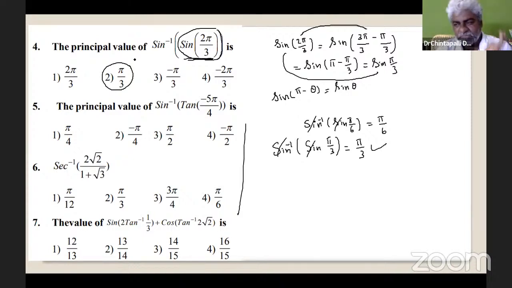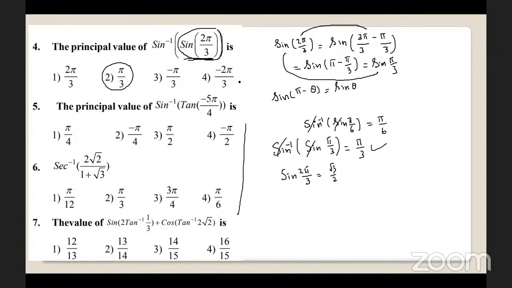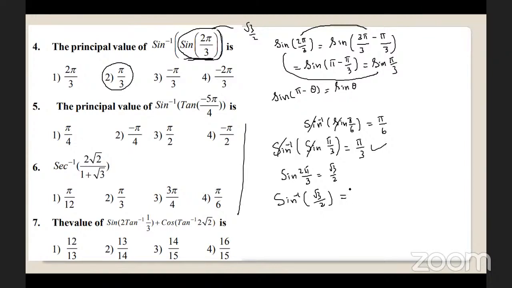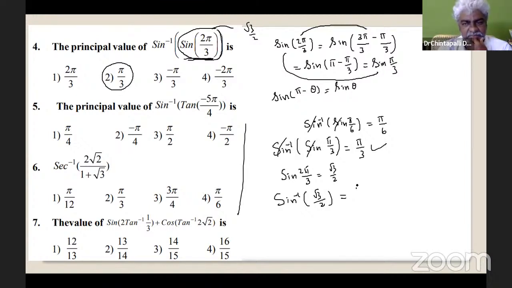We can solve this sum without knowing all these domain conditions. As we know, sine of 2 pi by 3 is equal to root 3 by 2. So we can replace this part with root 3 by 2. Then we have sine inverse of root 3 by 2. What's the value of sine inverse of root 3 by 2? 60 degrees, that means pi by 3. Answer is pi by 3, right?